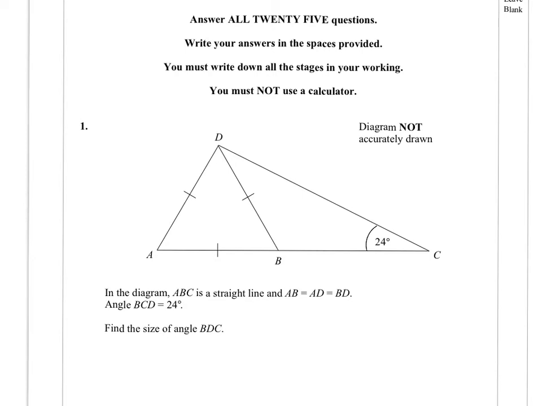So question 1, we have to find a missing angle. We have to find angle BDC. Is written there, angle BDC. That just simply means the angle that's produced if you go from point B to point D to point C. Okay, so the angle that we're talking about is that angle there.